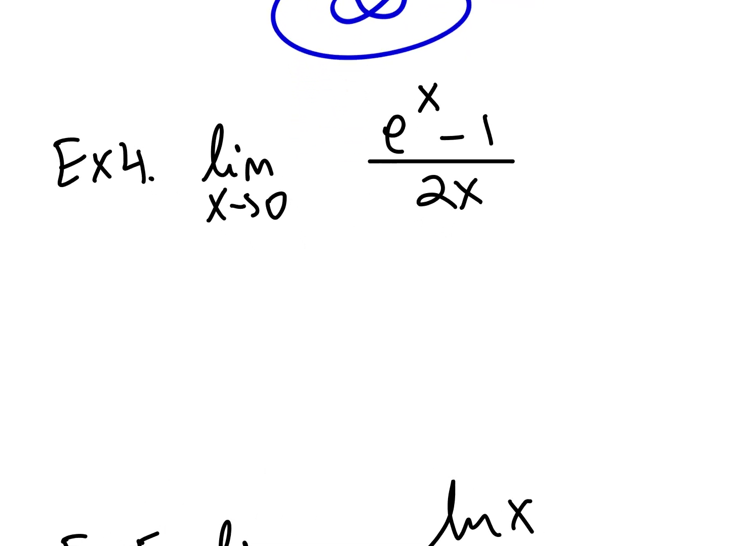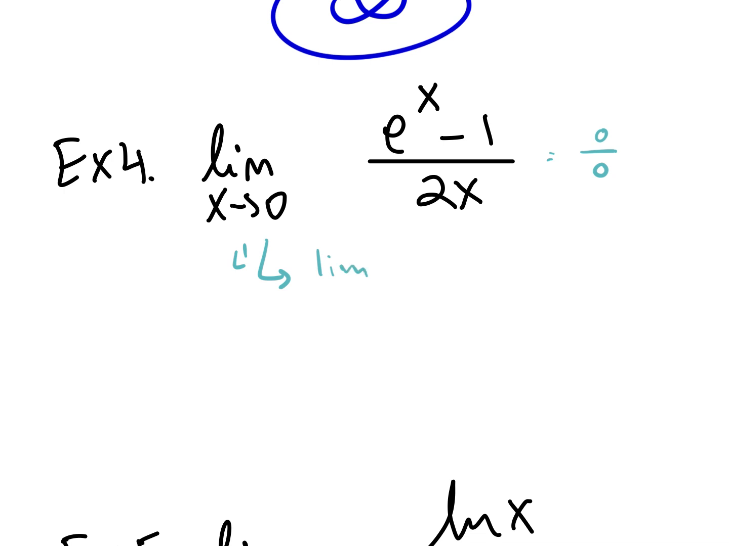Perfect. Example 4. Let's plug in 0. So what's e to the power of 0? 1. And 1 minus 1 would give us what on top? 0. And 2 times 0 would give us 0 in the denominator. So we have 0 over 0. Can we use L'Hopital's rule? Yes. So we're going to use our rule.